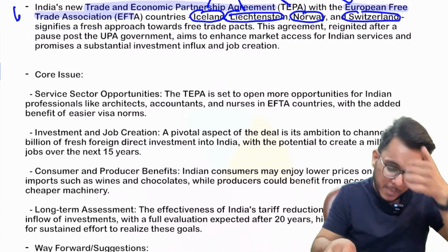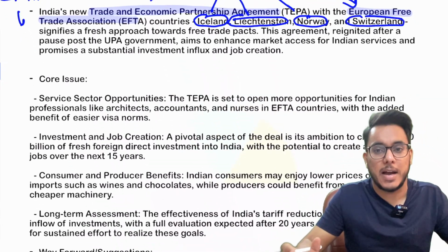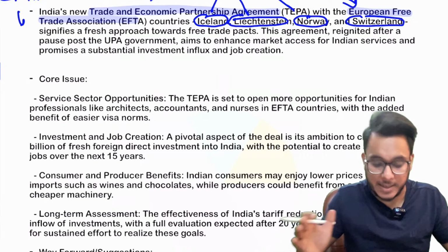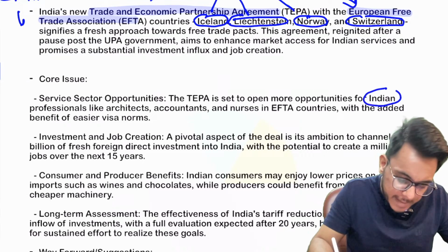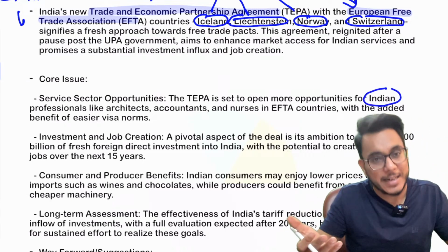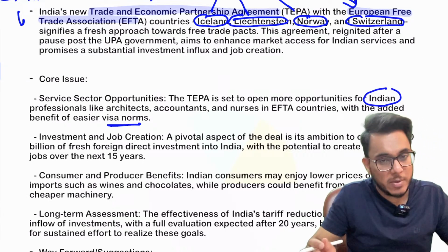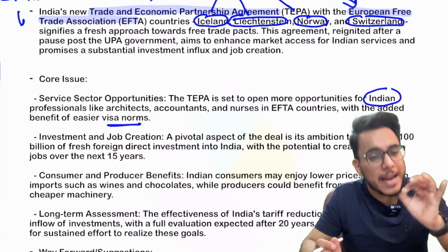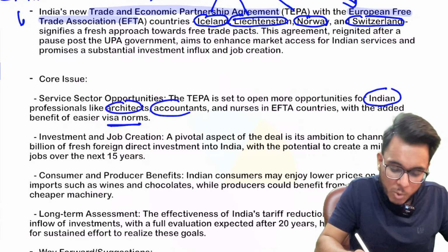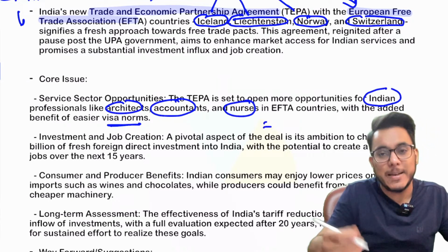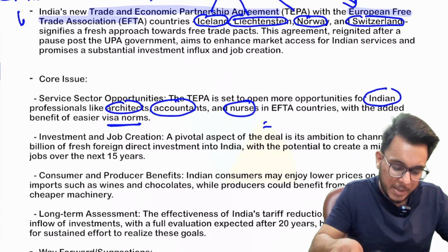Now this particular agreement has many ambitious expectations. Number one, it will open a lot of opportunities for Indian professionals in these countries. So it talks of easier visa norms, easier entry norms for Indian professionals such as architects, accountants, nurses. They will be given easier visas. Okay, so they will get meaningful employment there.